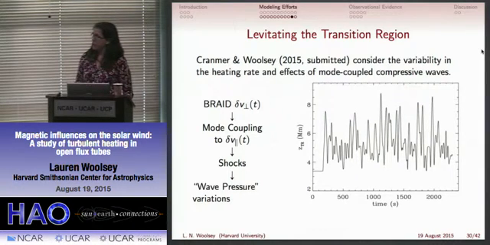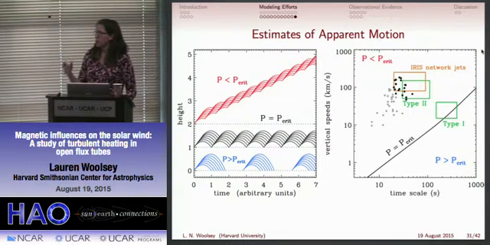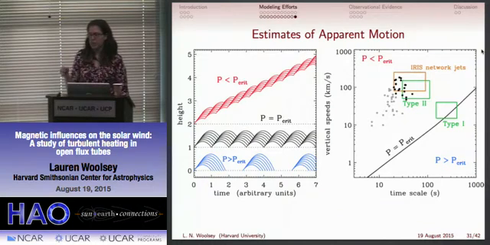And another thing that we wanted to do was this spawned a secondary paper on the variability of the heating rate and how it affects the transition region if you consider mode coupling. So in BRAID, we have these Alfvén fluctuations, the perpendicular fluctuations, and we can mode couple them to compressive waves, and so now we have parallel fluctuations, which can lead to shocks, which can give us these wave pressure type variations, which can actually change the height of the transition region and give us some kind of apparent motion. And when you look at these pressure variations, if they're coming with less time in between, you can actually get what looks like motion upward in height.